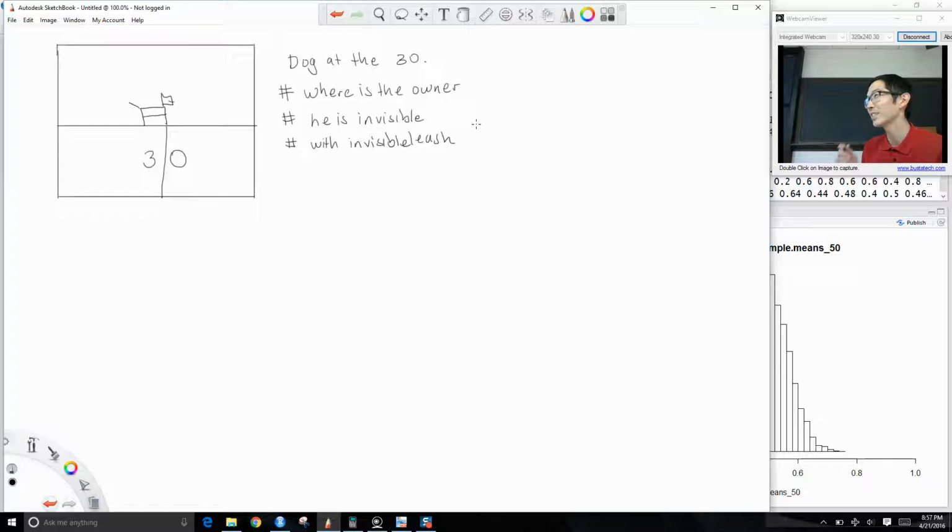We want to know, well, the dog's at the 30-yard line. Can we say anything about the location of the owner? Not with our current data set. Yeah, not with our current information.